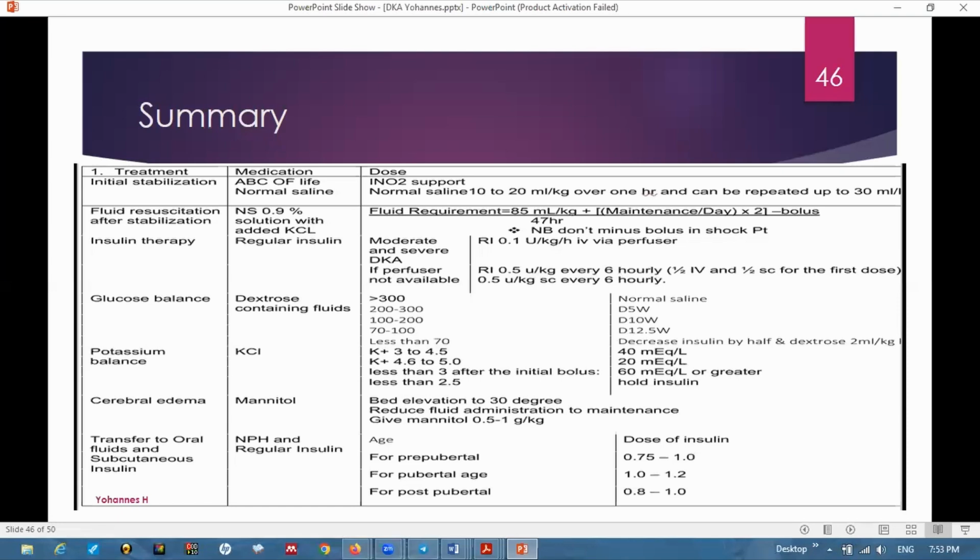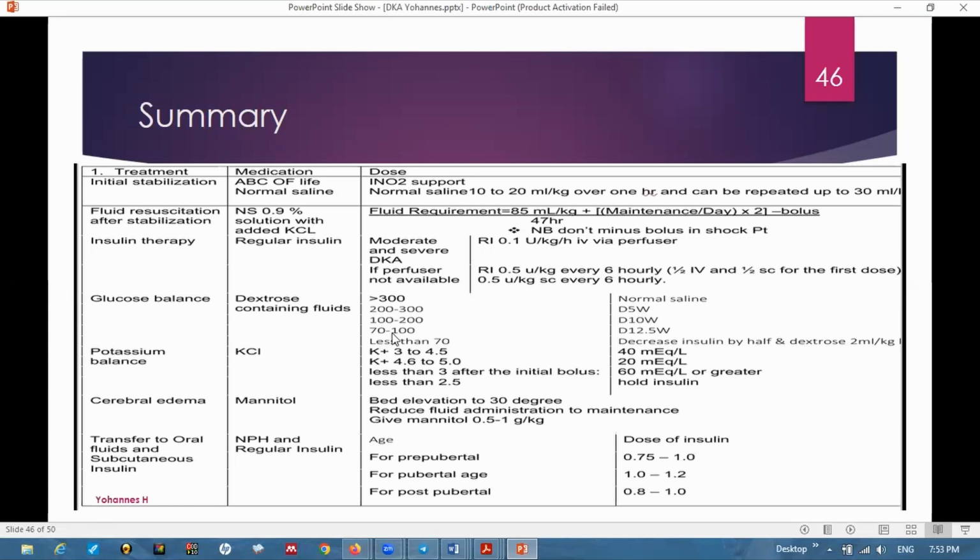If the RBS is more than 300, we use normal saline. If the RBS is 200 to 300, we use 5% dextrose in normal saline. So we can use D5NS, or we can add 6 vials of 40% dextrose to one bag of NS to make 5% dextrose in NS.